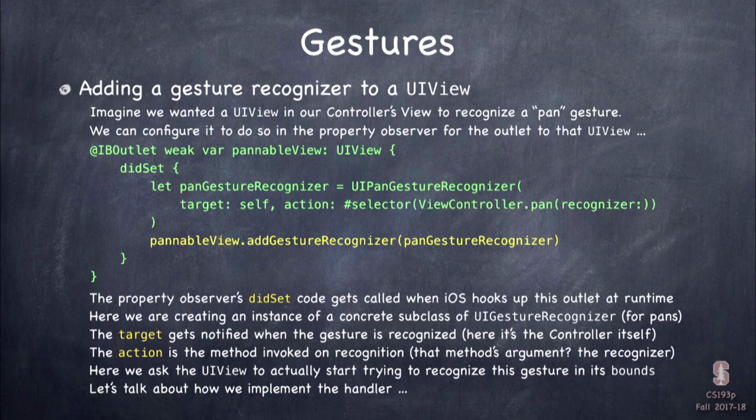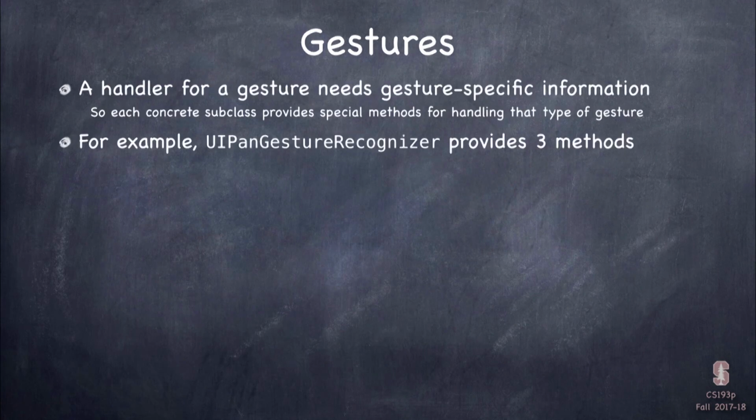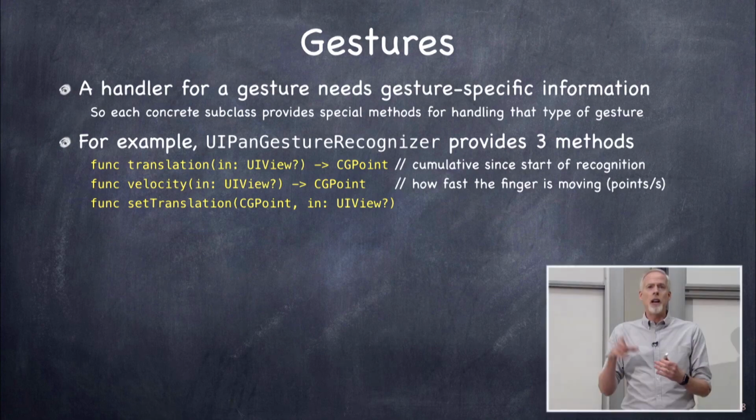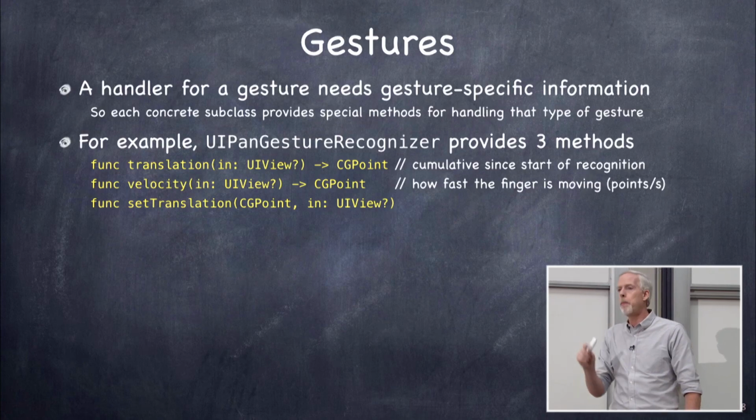So when a pan starts to happen, a handler is going to get called. And the handler is going to be that pan method that we saw over there. And inside that method, we're going to have to be able to get information about the pan. Well, each kind of gesture has its own information. Like a pinch gesture has the scale you're pinching to. A pan gesture is where the pan is happening.